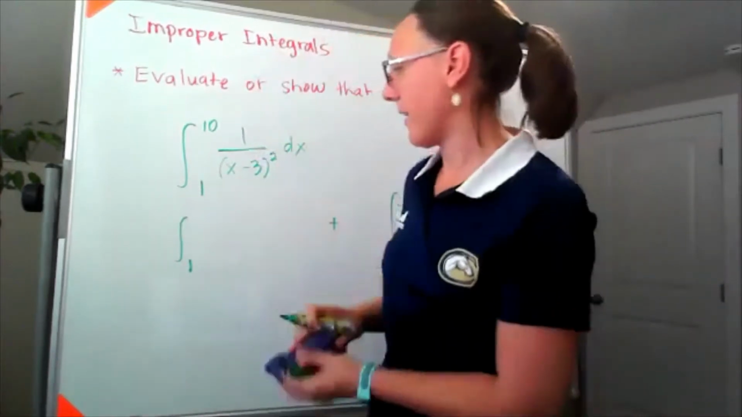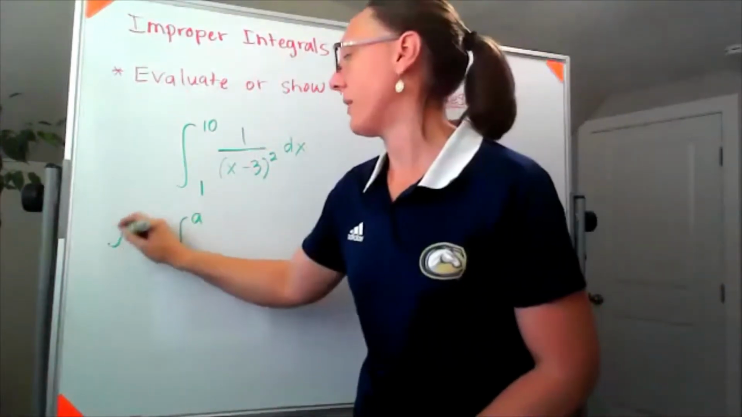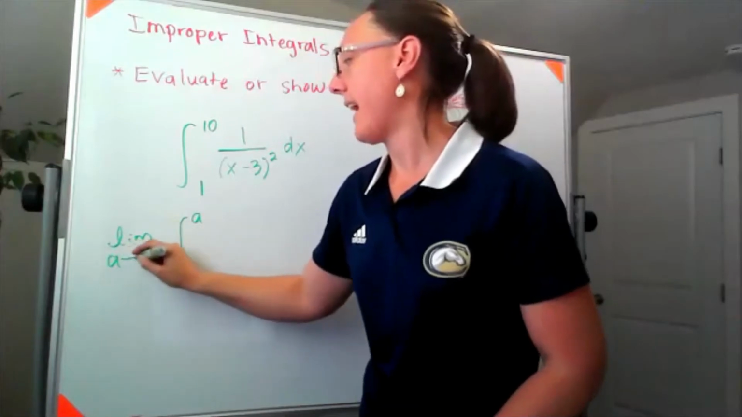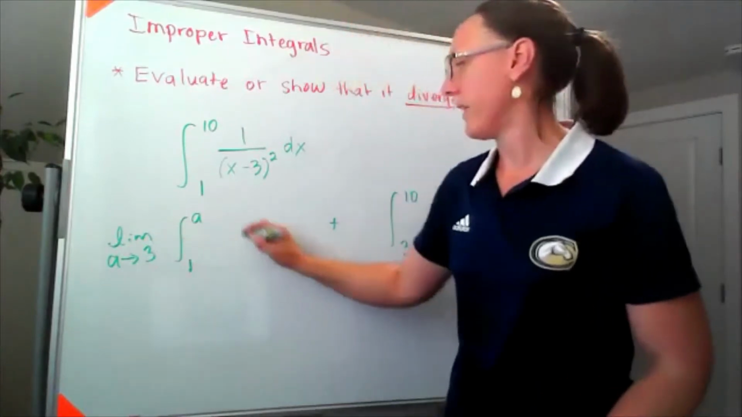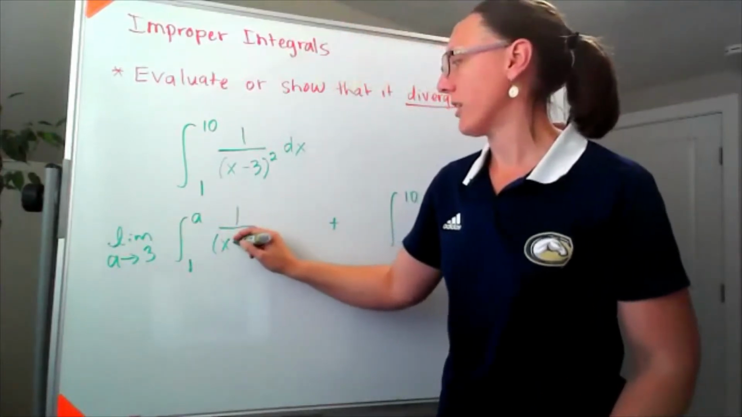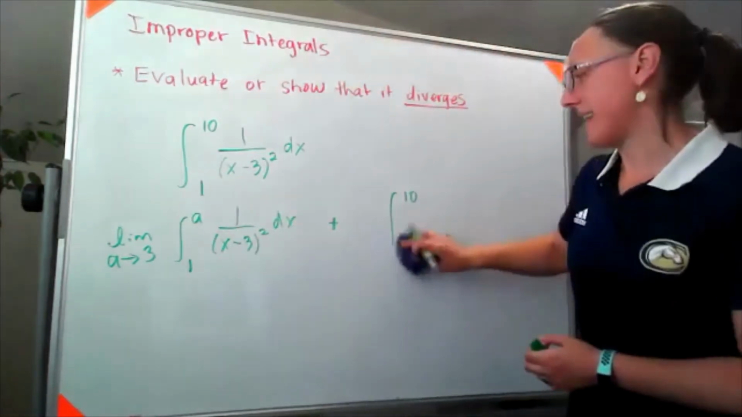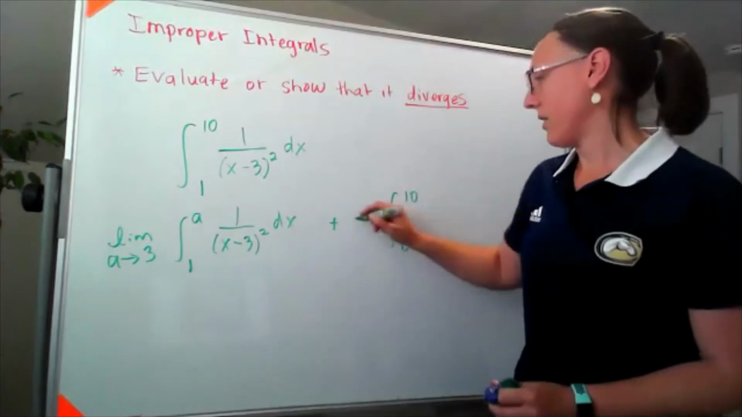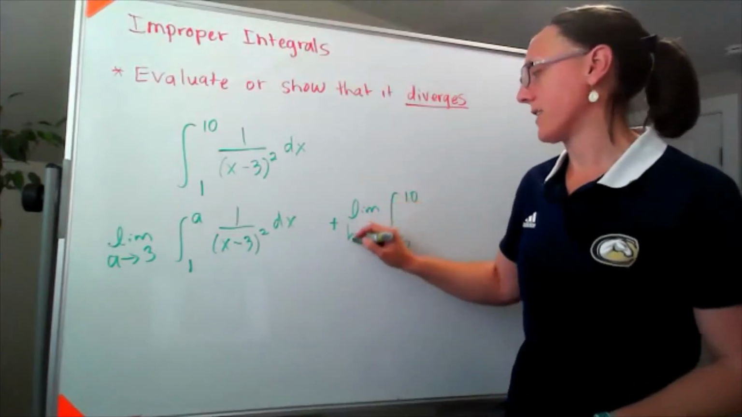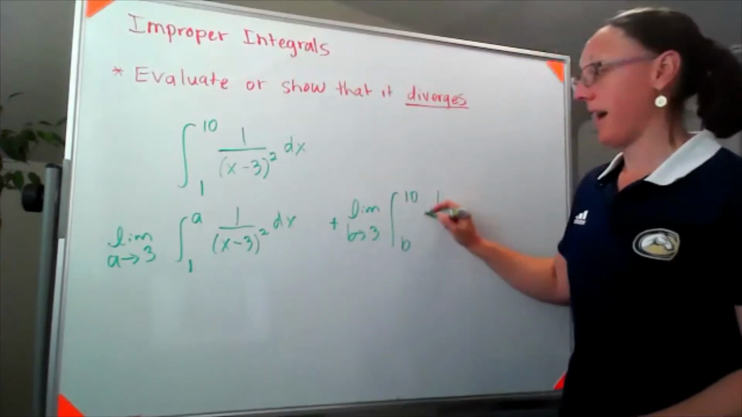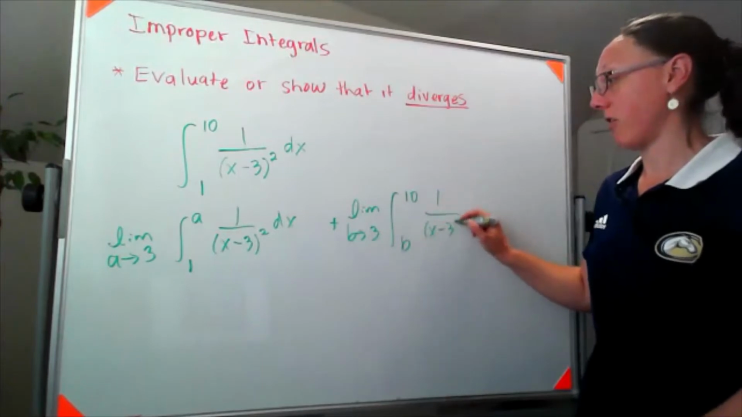Come in and replace that 3 with a letter. So I'd be looking at the limit as a approaches 3, and I'd still have that same function, the integral of 1 over (x minus 3) squared dx. And here I'm going to replace that 3 with another letter. So I've got the limit as b approaches 3, again keeping that same function.